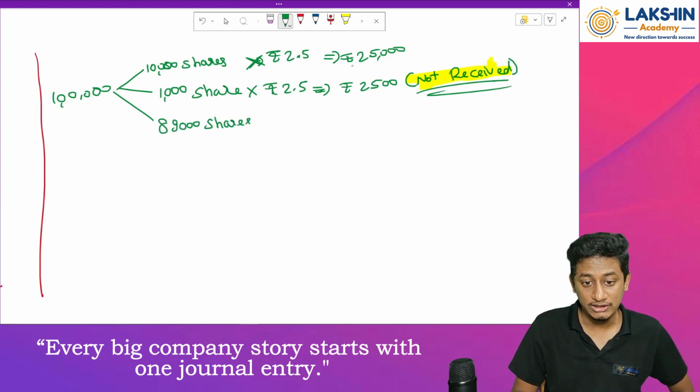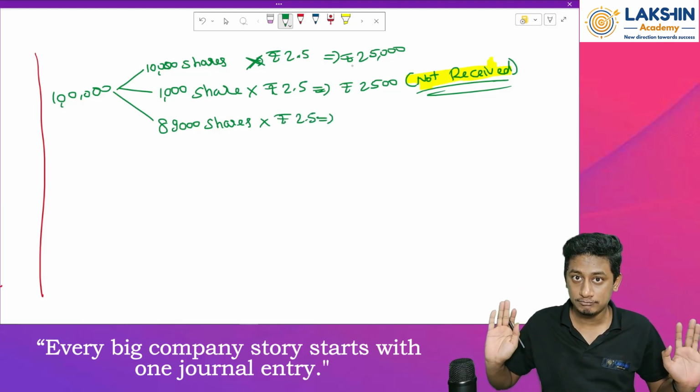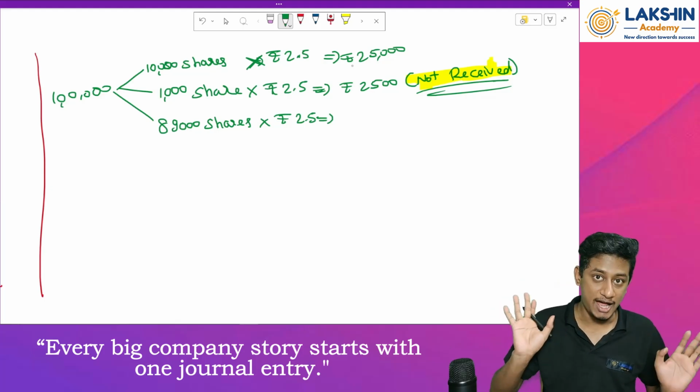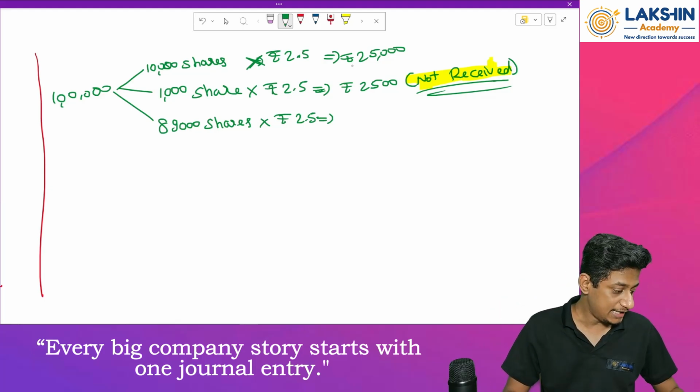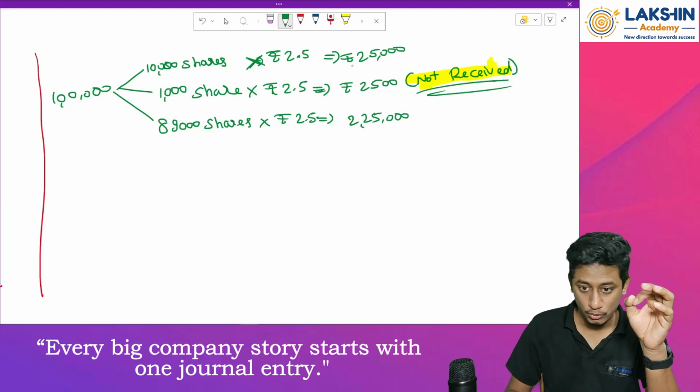So now on these shares, how much will people pay me? Rupees 2.5. These are normal people who pay on time, right? They don't pay early, they don't pay late, they pay me on time whenever I ask the money. So how much will that be? 89,000 into 2.5. That is 2,25,000. Sorry, 2,22,500.